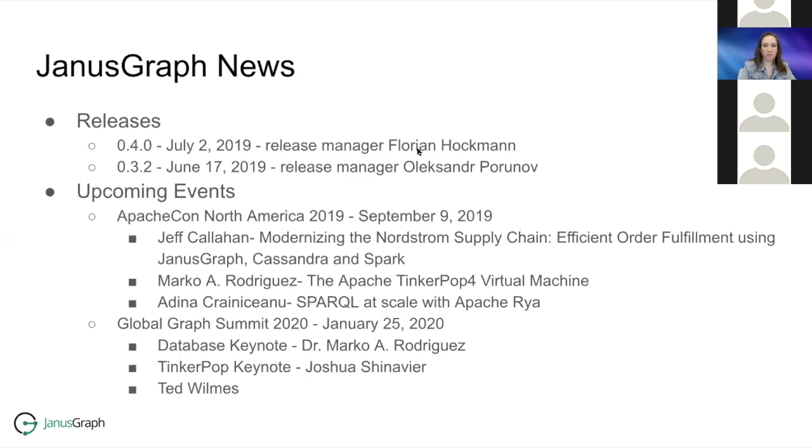Upcoming events, there's some cool upcoming graph events. I wanted to mention big thanks to Jason Plurad for pinging me about ApacheCon. So ApacheCon North America 2019 is in September. I think it's in Vegas. There's 3 graph-related presentations. One is actually JanusGraph specific. Nordstrom is going to be discussing Janus, how they use JanusGraph.